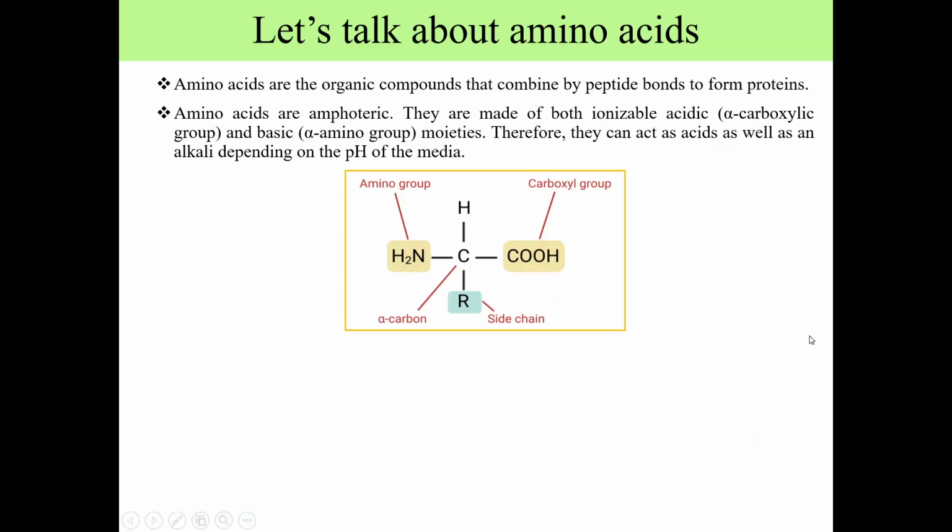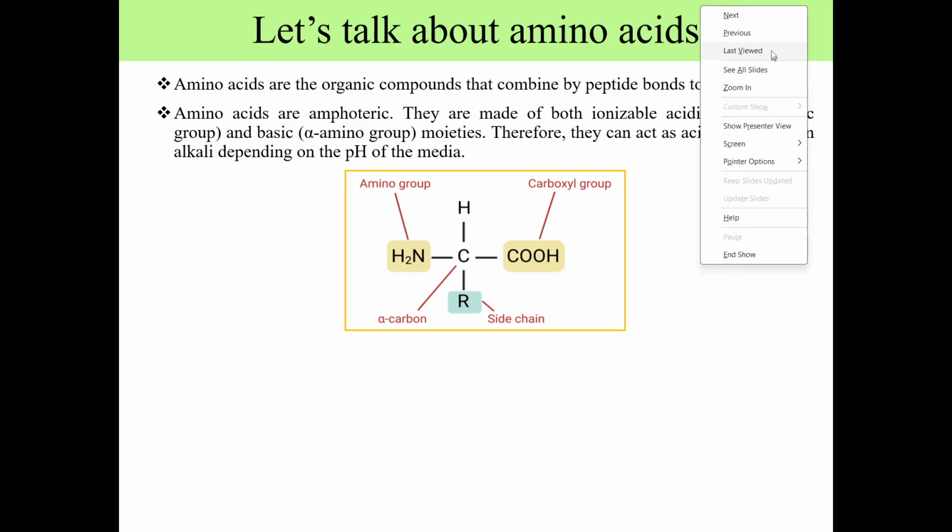Right. So let's talk about amino acids first. Now, what are amino acids? Amino acids, they are the building blocks of proteins. Proteins, I'm sure you all know, we see them everywhere. We are made up of proteins, right? So, how are these proteins made? They are made up of a particular kind of molecule which is termed as amino acids.